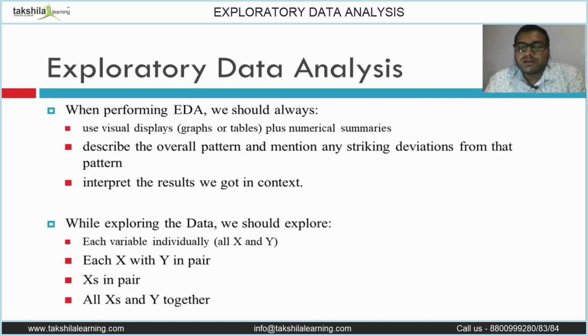Then we'll look at all the x in pairs, so one or two variables pairwise. Then we'll go for all x and all y together. Here we'll try to make a kind of matrix, where we take all the attributes at a time and see how one is affecting the others or how one is related to the others.